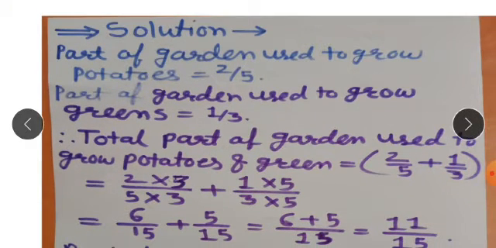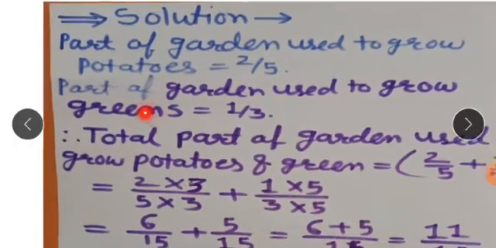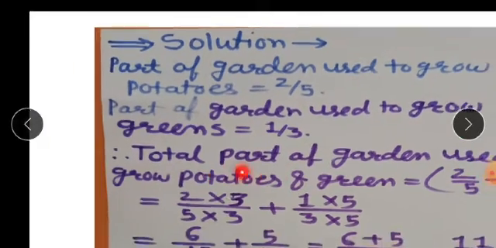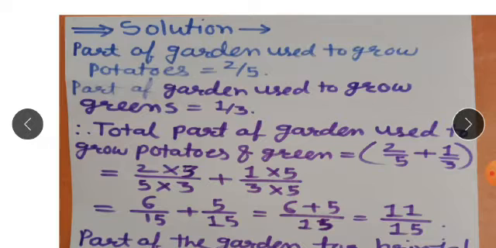Part of the garden used to grow potatoes is equal to 2 upon 5. Part of the garden used to grow greens is equal to 1 upon 3. Therefore, total part of the garden used to grow potatoes and greens together is equal to 2 upon 5 plus 1 upon 3. Here denominators are different, therefore we have to make them same.